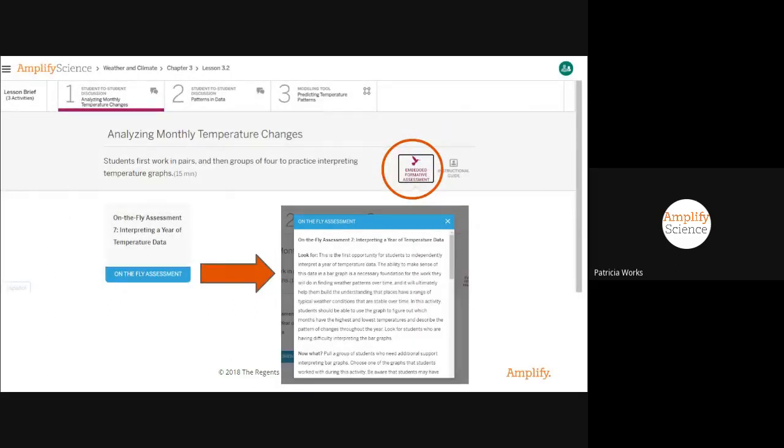When you're looking at an activity that has an on-the-fly assessment, you can click on the hummingbird, and then it will show you the text of the assessment. So if you've clicked off of the instructional guide and click onto this, the embedded formative assessment will turn purple, and then you'll see this little blue banner appear. And when you click on that, you can see the full text of the assessment there as well.